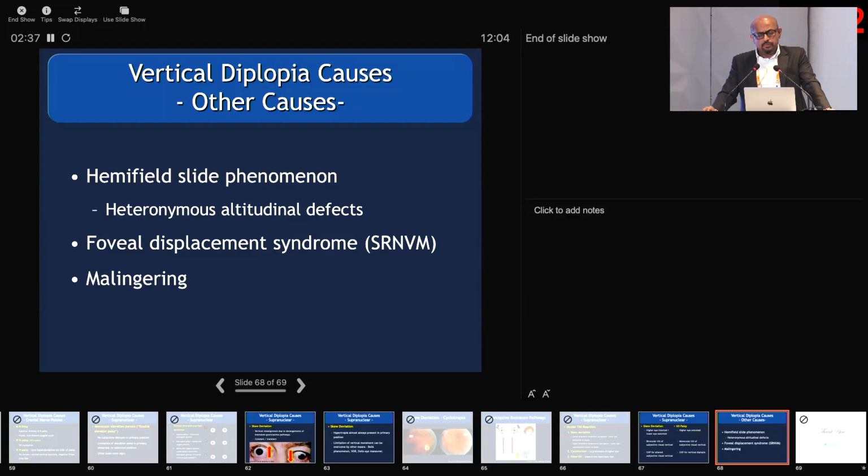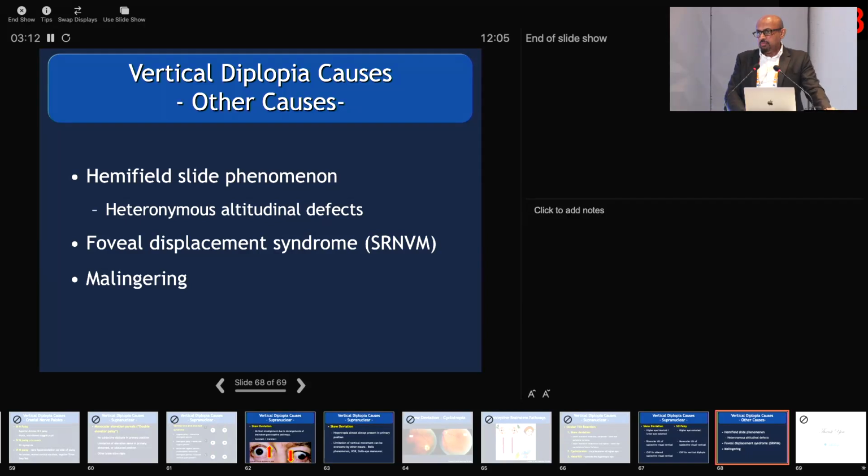Now these are the other rare causes of vertical diplopia, like hemifield slide phenomenon, which is often seen in somebody who has a chiasmal compression. In a chiasmal compression, you have a bitemporal hemianopia. So in other words, the retinal correspondence is lost. So any patient who had a mild phoria would become apparent, and that is called the hemifield slide phenomenon, where especially a vertical phoria gets manifest and the patient complains of vertical diplopia. The other important features are foveal displacement syndrome, or very rarely a non-organic cause of vertical diplopia.